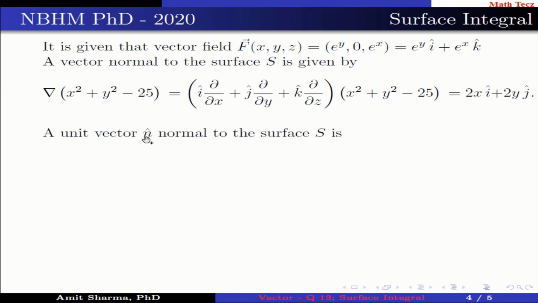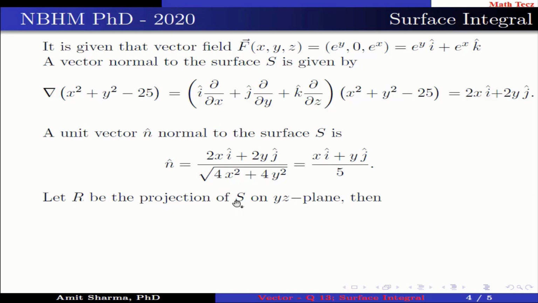A unit vector n̂ normal to the surface S is n̂ = (2x i + 2y j) divided by the square root of 4x² + 4y², which is simplified as (x i + y j) divided by 5.